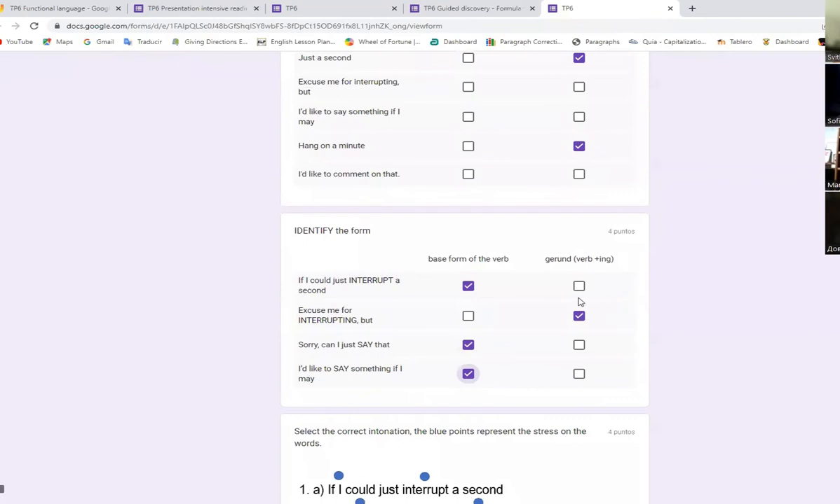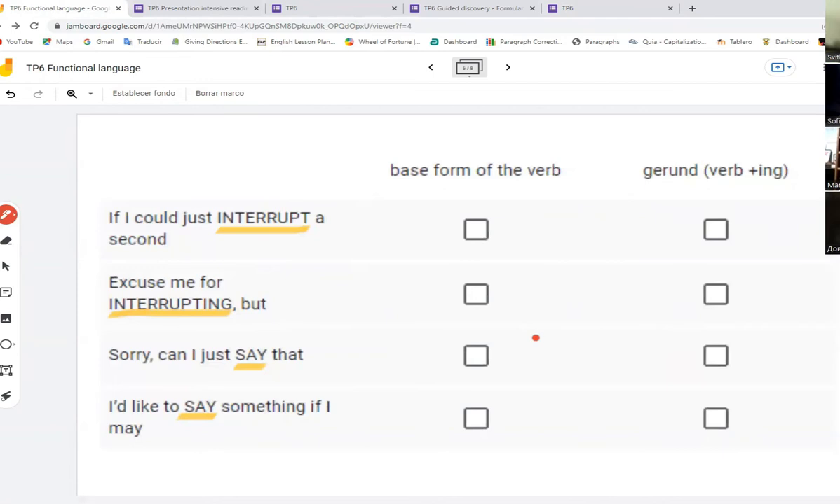The question was you needed to identify the form, right? So which one is gerund? Gerund is second. Second. Very good. And the others are base form of the verb, like infinitive without to, right? Or with to. But interrupting, why do we use gerund here? Do you know why we cannot say, excuse me for interrupt? Does not sound beautiful. Yeah, because it would be quite weird.